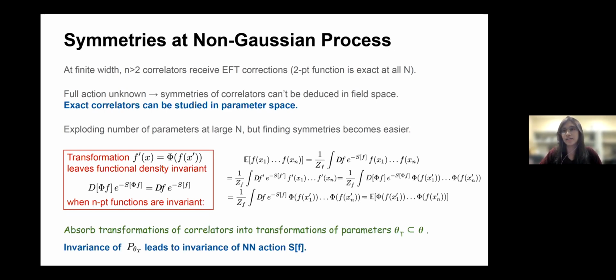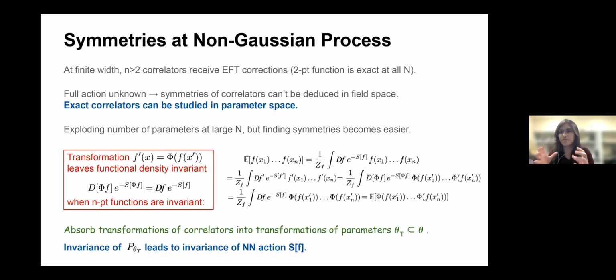So I'm claiming here that if you act with a transformation on the output in the function space language, it will leave the functional density invariant as long as the correlation functions are invariant in the parameter space language. You can notice that here in the function space language, as long as the functional density is invariant, invariance of correlation functions is established by a simple change of variables. So we can go back to the parameter space, study the invariance of correlation functions, come back to the function space, and if the functional density is invariant, claim the invariance of the effective action.